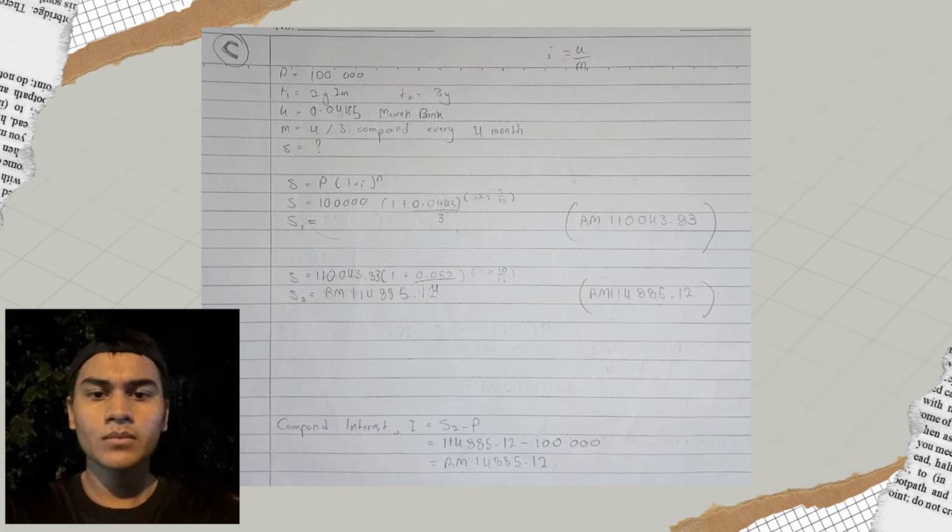110,043.83 cents. After that, you need to find S2. The formula is still the same that we used on the first question. We need to replace P with 110,043.83, and the I, you need to use the new one, that is 0.052 per 4, and the N, you need to use the new one, it is 4 times 10 per 12.